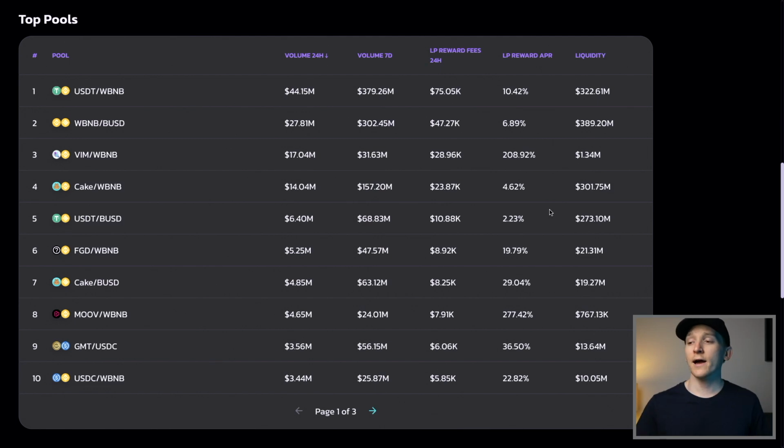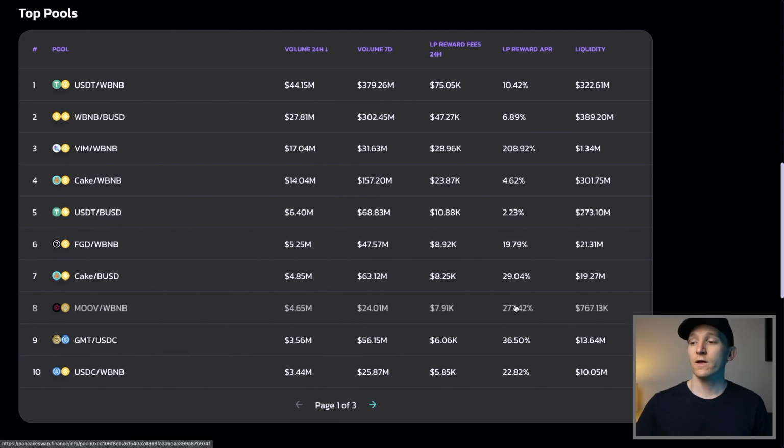On PancakeSwap right now, you can make anywhere from 2% to almost 300% yield depending on the token pair. So why are those so different? Hey guys, this is how to make passive income on PancakeSwap.